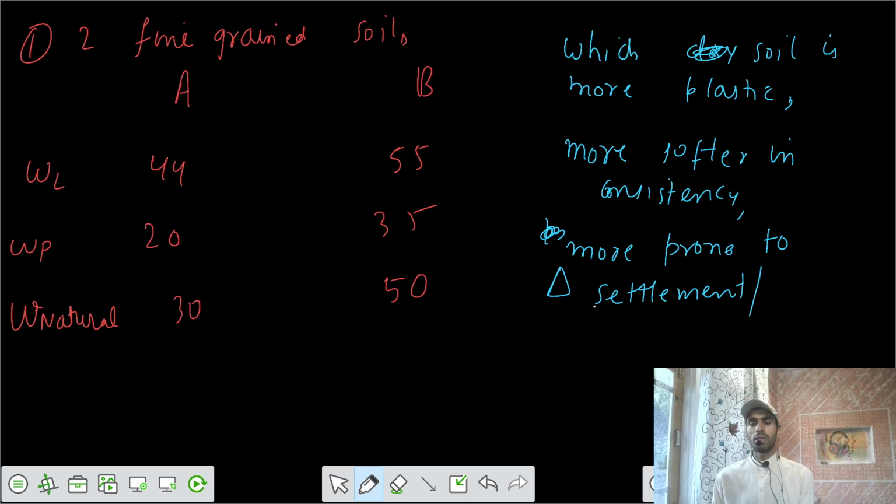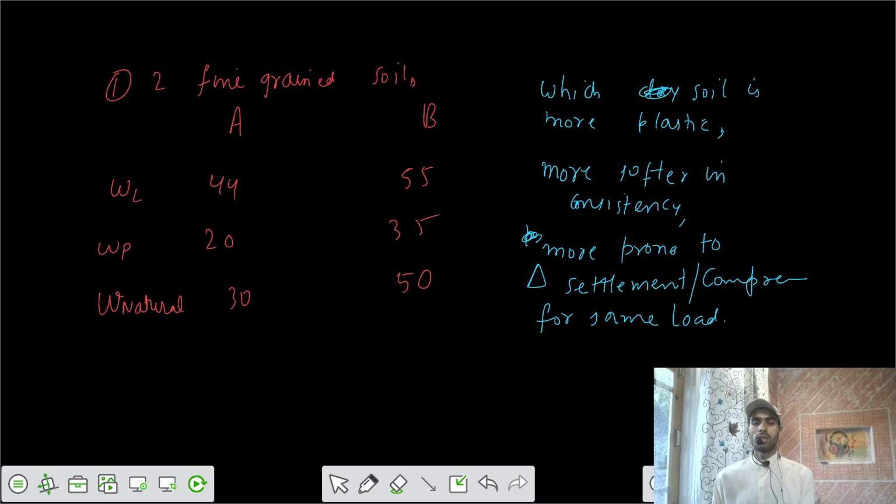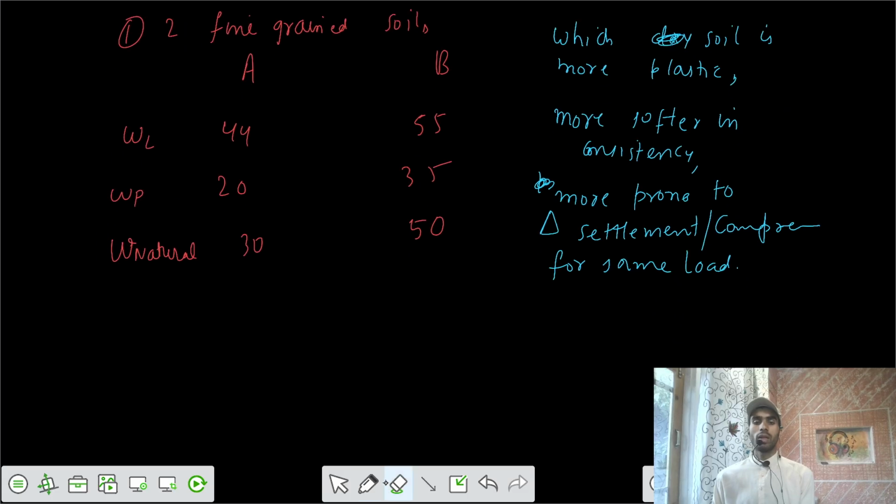That means compressibility. Okay. For the same load, which one is going to have more settlement? Which of these soils? So we need to draw three conclusions about these two soils: consistency, plasticity, and compressibility, that is settlement.